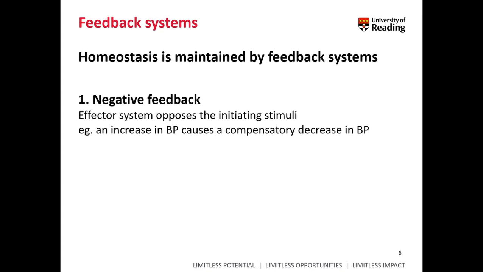For this to occur, for example in the hypothalamic regulation of body temperature, we need feedback systems. These can be negative feedback systems, which are those systems in which the effector system opposes the initial stimulus. So here, an increase in blood pressure causes a compensatory decrease in blood pressure, right? An increase in blood pressure leads to a decrease in peripheral arterial resistance, leading to a decrease in blood pressure.